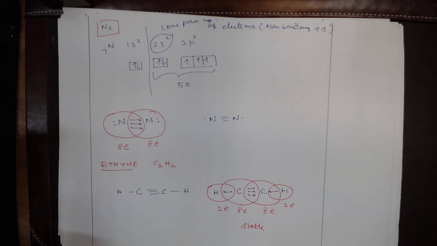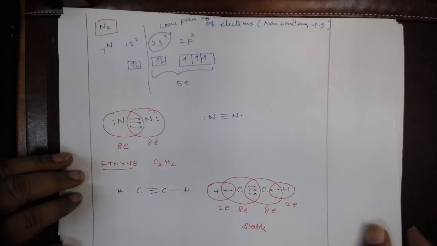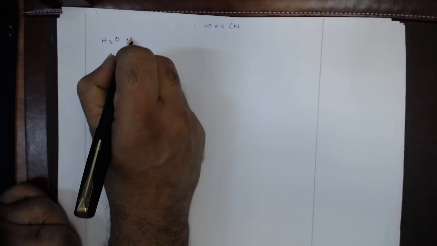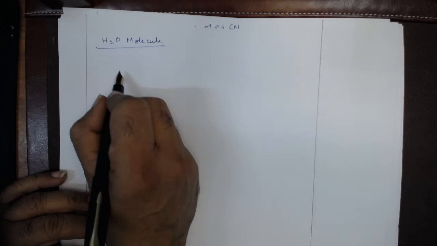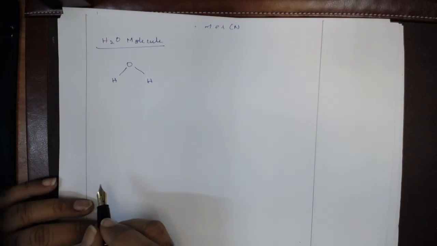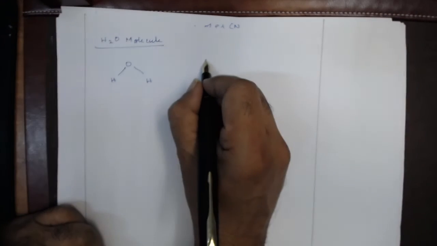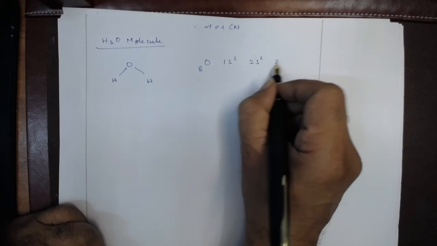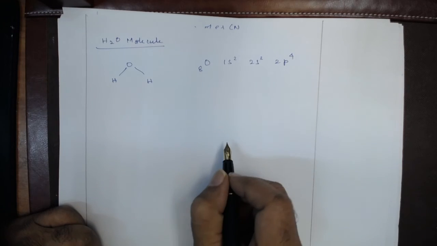We can work on the water molecule also. Let us work out on water molecule H2O. So H2O actually it has got bent structure like this. Okay. And what about oxygen? Oxygen has got atomic number 8. So 1s2, 2s2, 2p4. Is it not so?